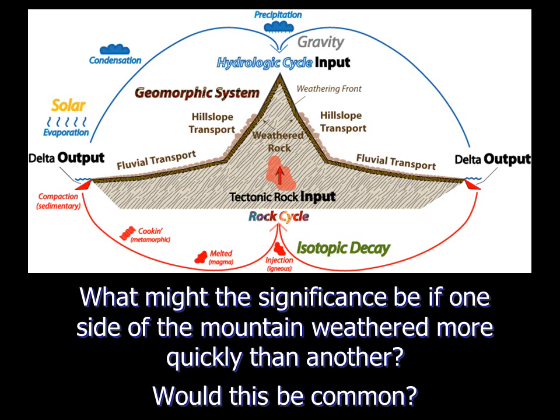And the question here is, would this be common? It's absolutely common, because rock types are different. Climates, you have microclimates where you have one side of the mountain that's wet and one side is dry. So mountains and their drainage divides, the peaks themselves, the ridge lines are always shifting. They're moving left, they're moving right, they're bouncing around all the time.